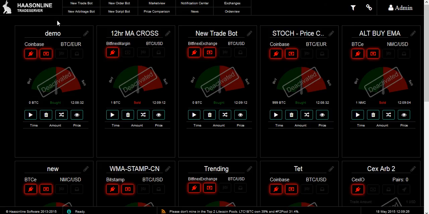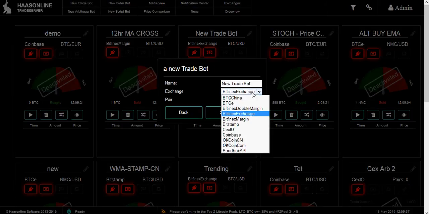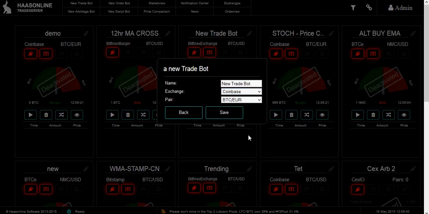Okay, let's go over the basics of a trade bot and an order bot. Let's head over to the trade bot first. If you want to make a new trade bot, you go up here to new trade bot and then you select which exchange you'd like to trade on, for example Coinbase, and you select your currency, euro, sterling, or dollar, for example. And you can also give your trade bot a name so that you know what's going on.